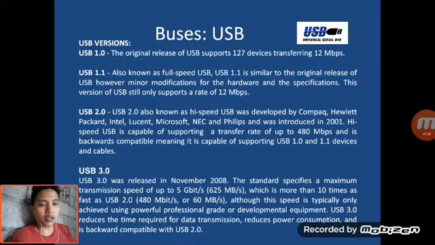USB 3.0 reduces the time required for data transmission. It reduces power consumption and is backward compatible with USB 2.0.